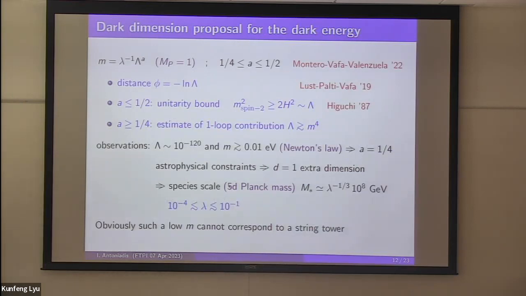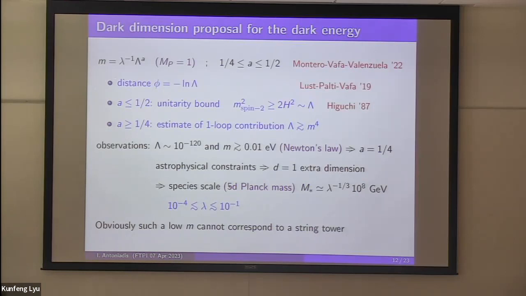So recently, using this distance conjecture, a group proposed that there is a dark dimension associated with the dark energy. The dark energy is a small parameter, and the proposal was that this small parameter could be related to the fact that we live at a large distance in the landscape. So n is a compactification scale or a string scale.